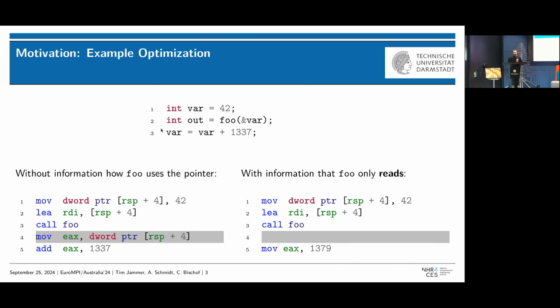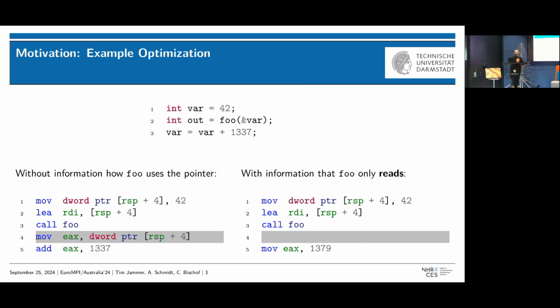We have a C program and it will compile into this kind of assembler code here on x86. First we store the 42 into the variable, then we set up the argument for the function call, then we call the function. After the function may have overwritten the value, because we give it the pointer to the variable, we load back the variable again, and then we perform the addition in line 3 of the source code.